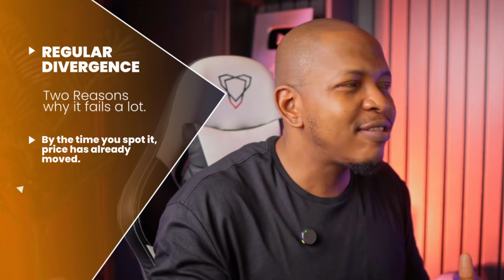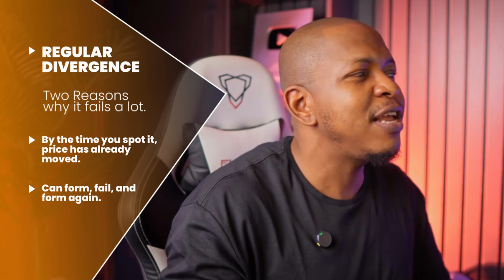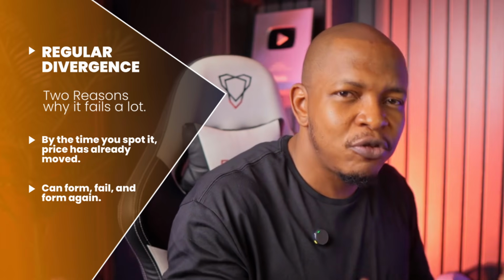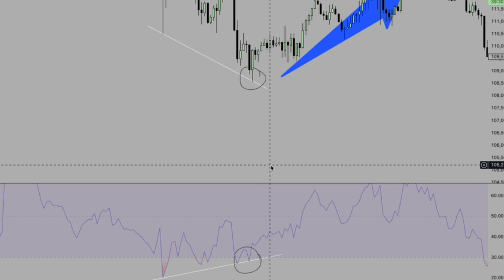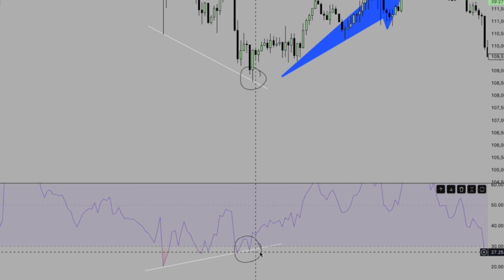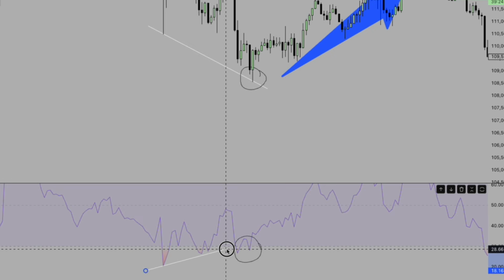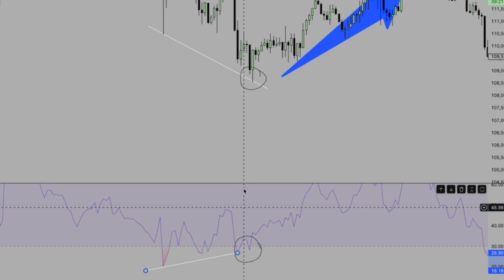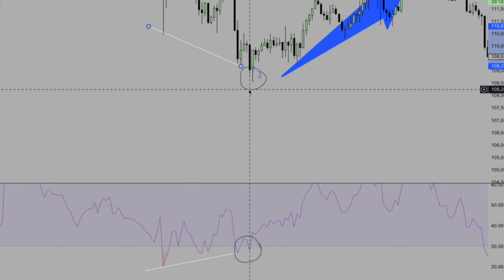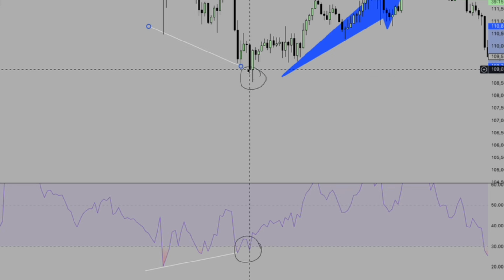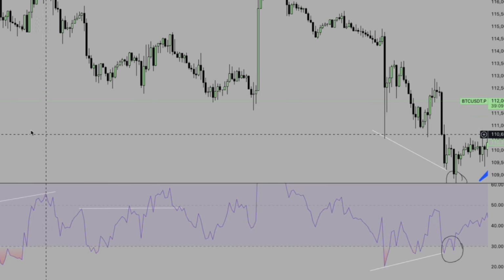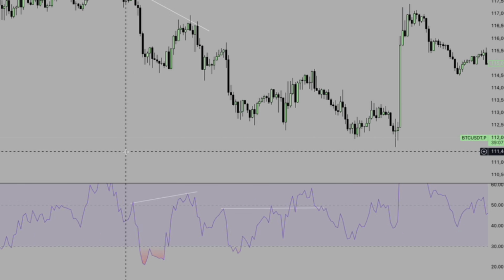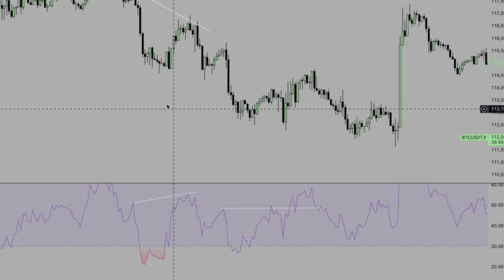Now, the second reason is that the regular divergence can fail a lot and you have a lot of losing trades by taking it. See what I mean from here. So here, if you look at this particular one, we actually first of all had a regular divergence to this point. So this is the first regular divergence. So let's say I took this trade here. This is going to stop me out before it went my way. If you check most regular divergences, it might happen 2 or 3 times. It might take you out the first time and take you out the second time before it goes that way.